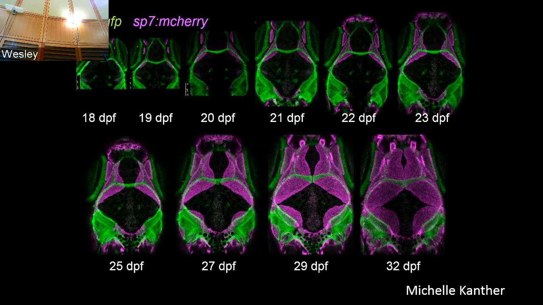And this is one of the primary strengths of our approach, because we're looking at live animals. We can dynamically image processes during development of the skull. And so this is images of a single live fish over a 2-week period, looking at all of the cartilage and bone of the dorsal part of the skull.